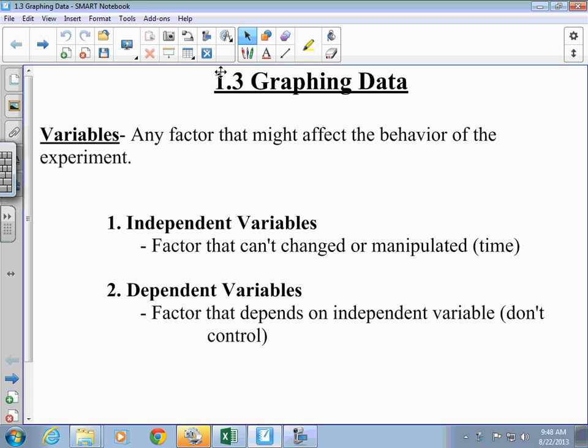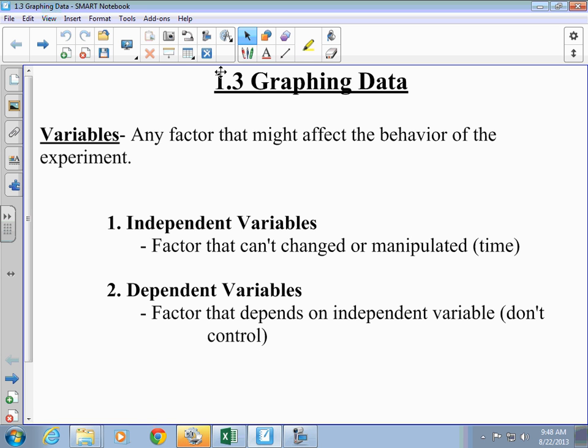Section 1.3, graphing data, is actually the last section in Chapter 1, and this is kind of summarizing our introduction to physics. We've talked about math and how we use math in physics. We've talked about the scientific process and how we go about establishing a problem. And the last part of the scientific process combines math and the scientific process: you have to show your data, and the best way to show your data is in a graph.